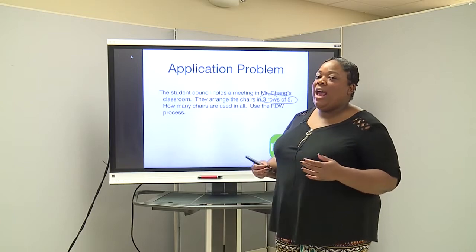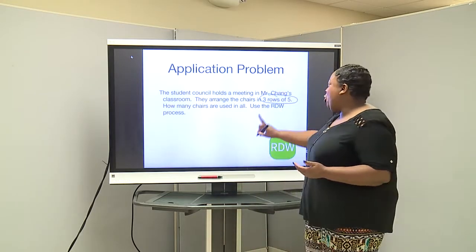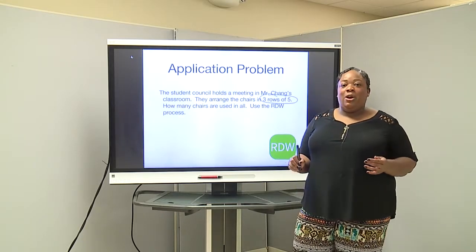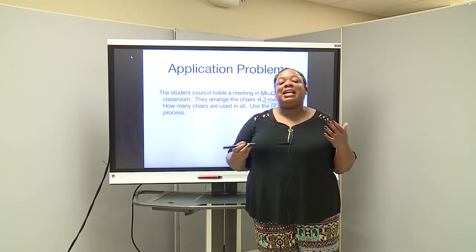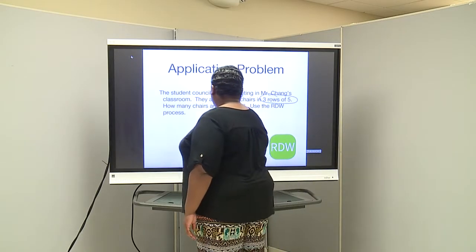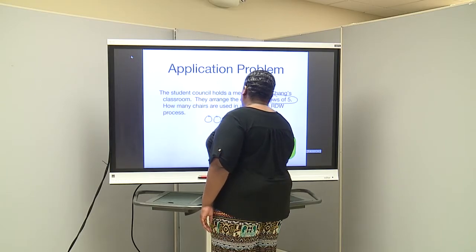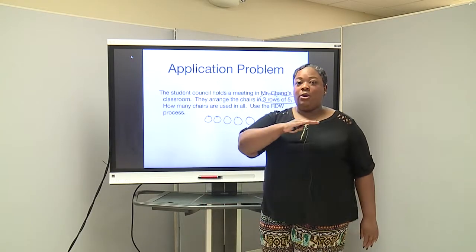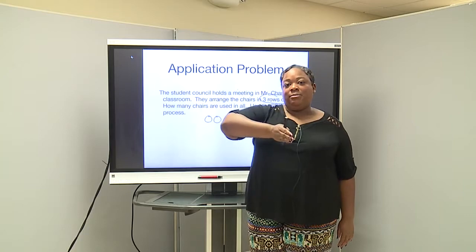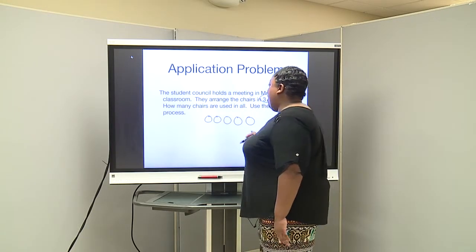And remember, an array is a set of rows and columns. So when I see 3 rows of 5, that lets me know that I need 3 rows and the size of the row is 5. So let's draw an array here. 1, 2, 3, 4, 5. Remember, rows are horizontal, columns are vertical, okay? So we have 1 row of 5 and we need 2 more.